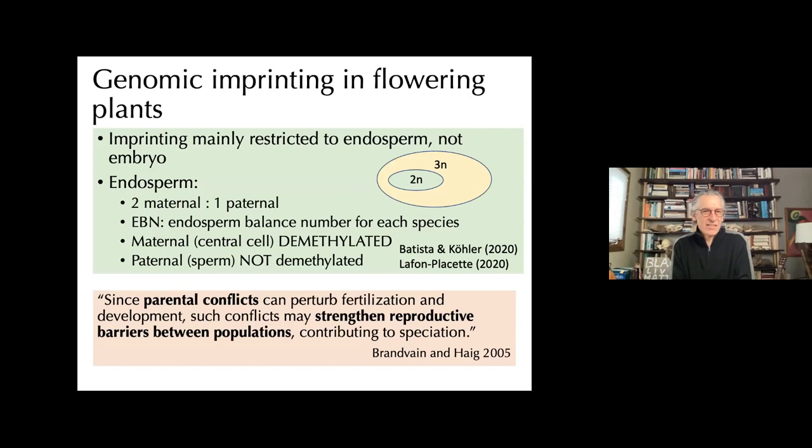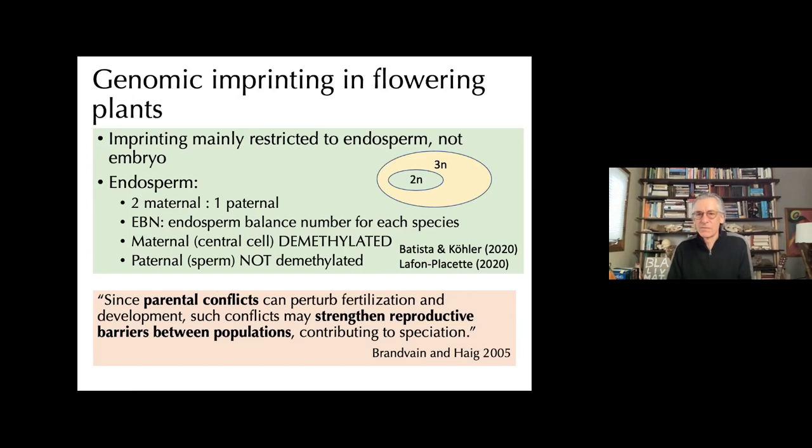And there is this concept called endosperm balance number, where the mating entities need to have their endosperm balance number the same so that this 2-to-1 ratio works out. Typically, the maternal tissues, the central cell that becomes the endosperm, are demethylated and the paternal are not. So as pointed out by Brandvein and Hague in 2005, since parental conflicts can perturb fertilization and development, these conflicts may strengthen reproductive barriers between populations, contributing to speciation.